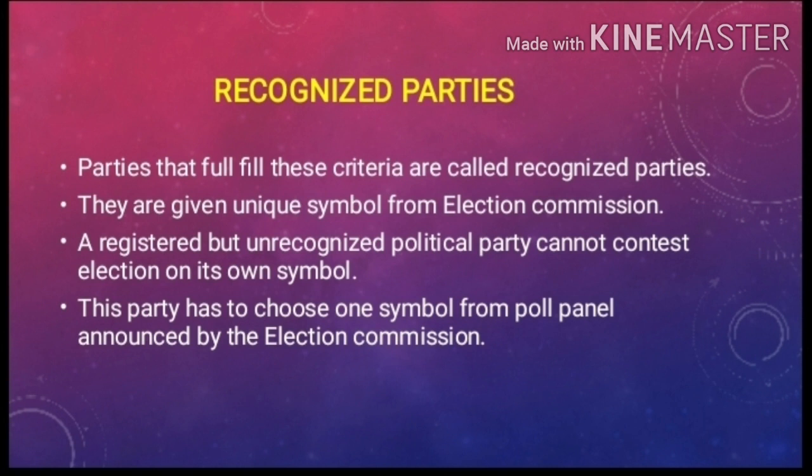This party has to choose one symbol from the poll panel announced by the Election Commission. So an unrecognized party will be given symbols by the Election Commission and they have to choose one symbol to enroll in the election and to participate in the election, and that symbol will be enrolled in the poll panel. So these are called recognized and unrecognized parties.